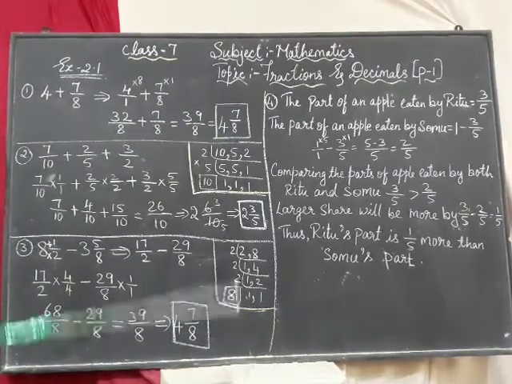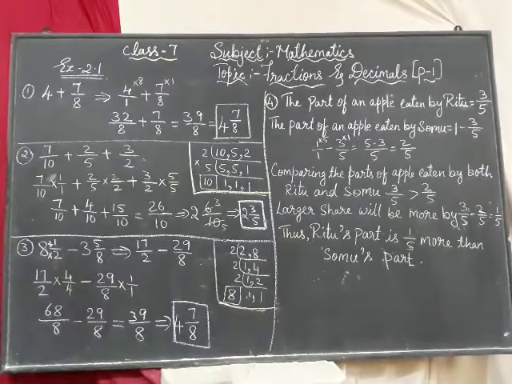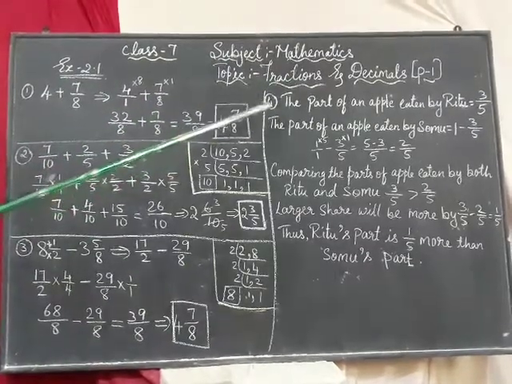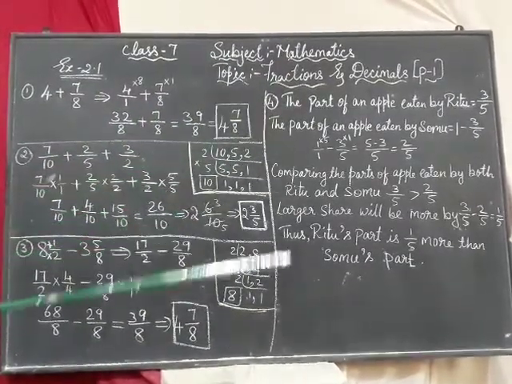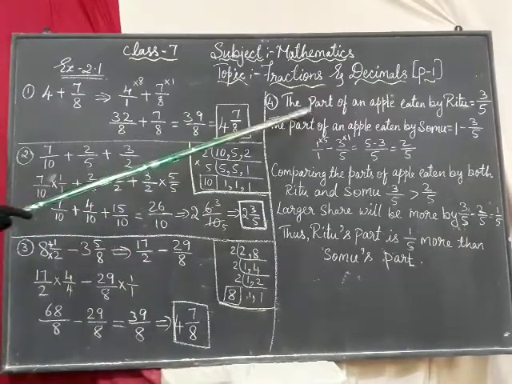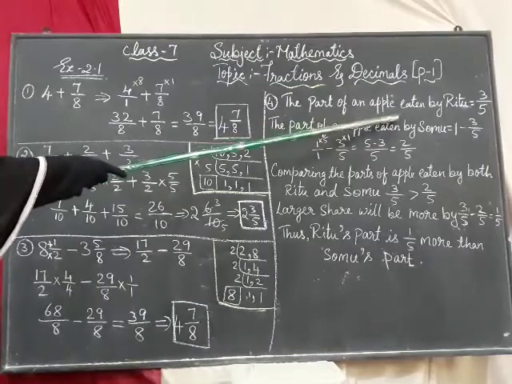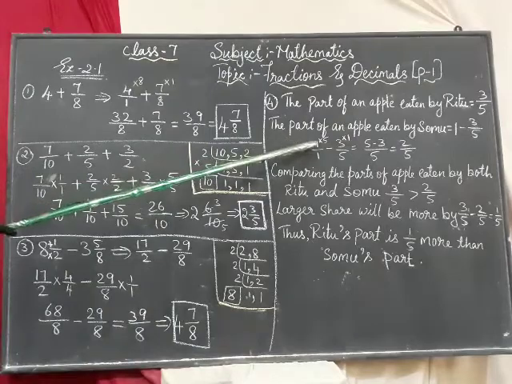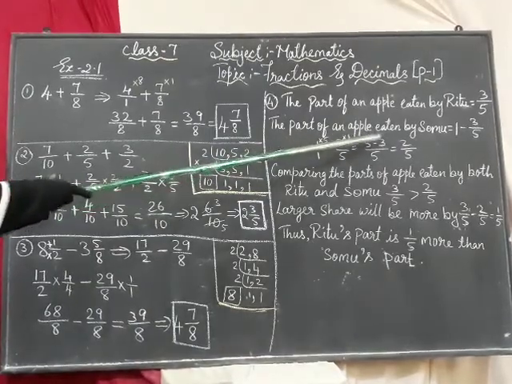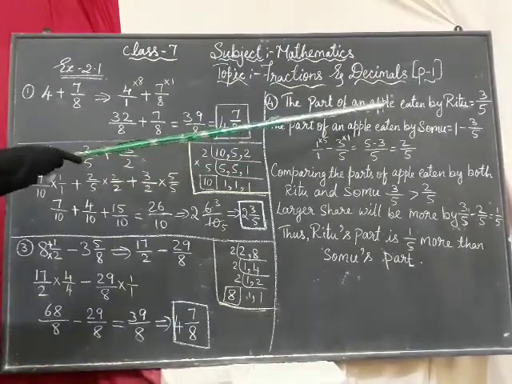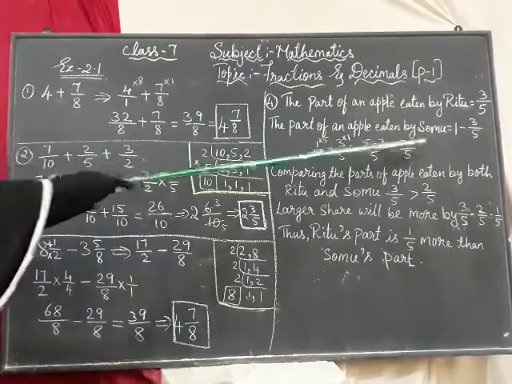Now, who is eating? Ritu is eating an apple. An apple means that is one apple. Right? With one apple, 3 by 5 she has eaten. So, first statement, for the word problems, we should start with the statements. Now, the part of an apple eaten by Ritu is equal to 3 by 5. How much did Somu eat? So the part of an apple eaten by Somu is 1 minus what Ritu ate, that is 3 by 5. 1 minus 3 by 5.